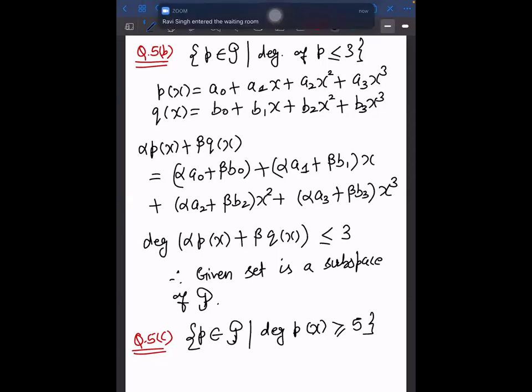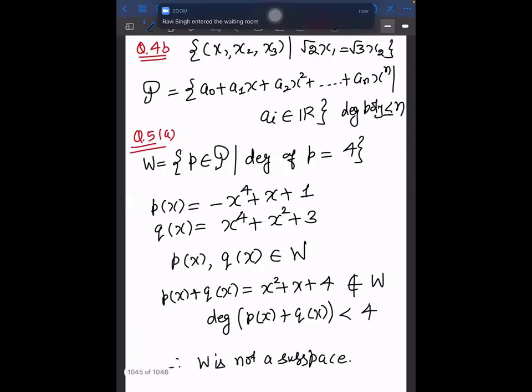Why is it so? Sir, like the previous question, the degree will not increase. In a similar way, we can take it as in the question we did earlier, and we can write it as 5 over here.